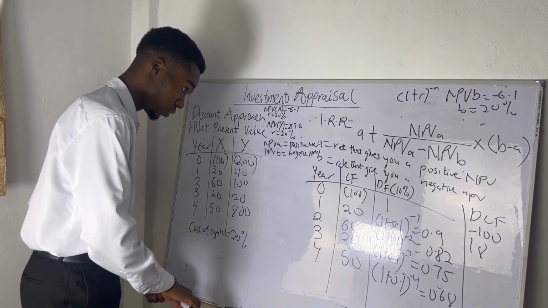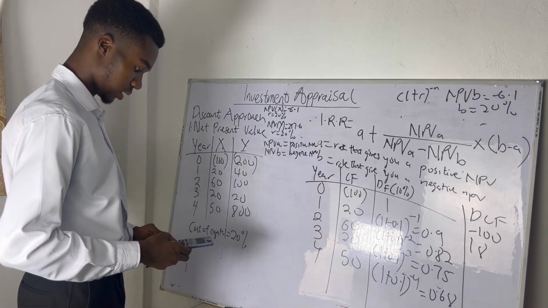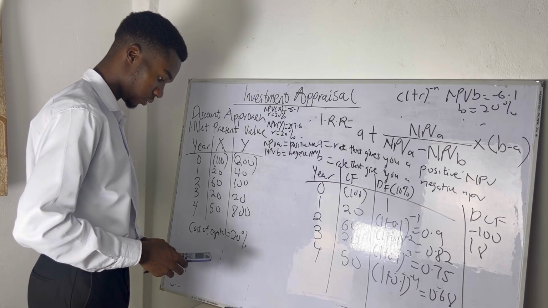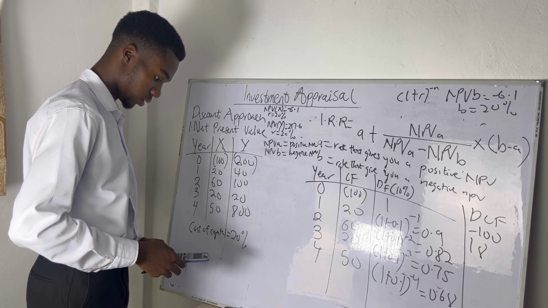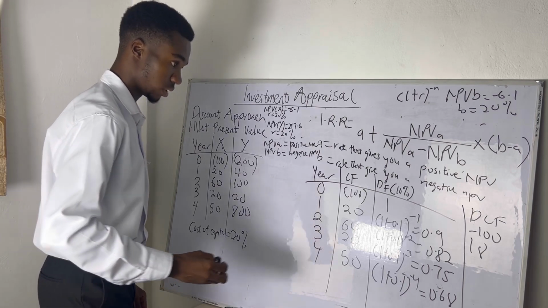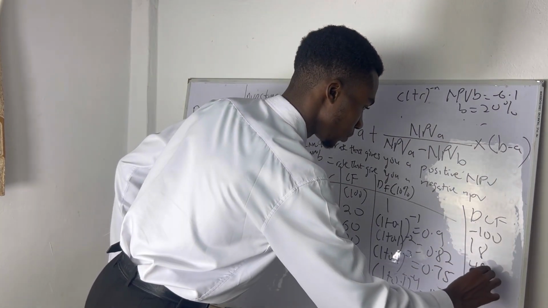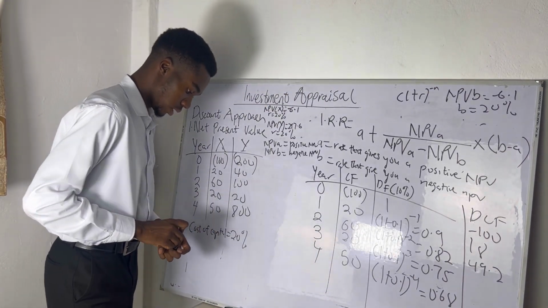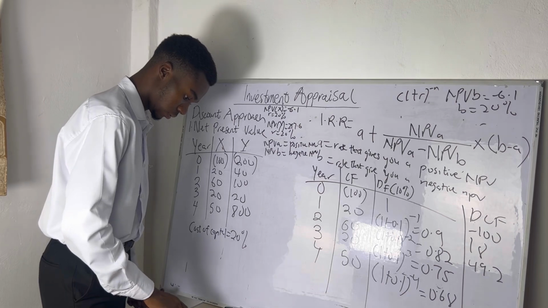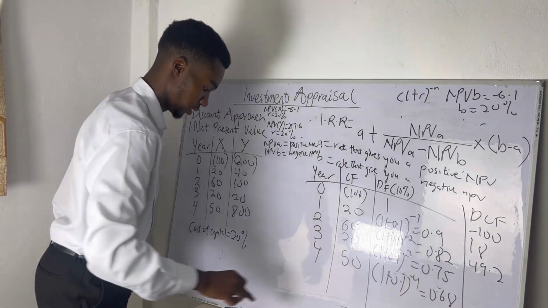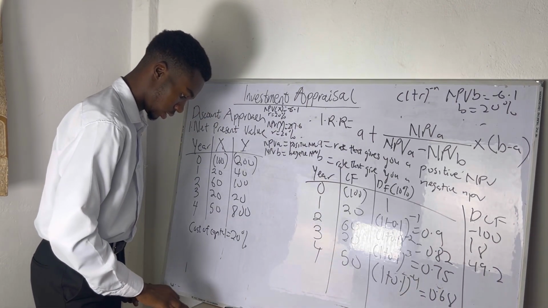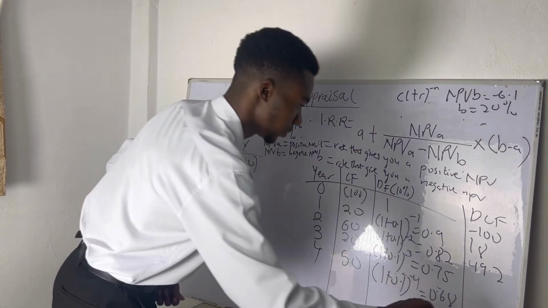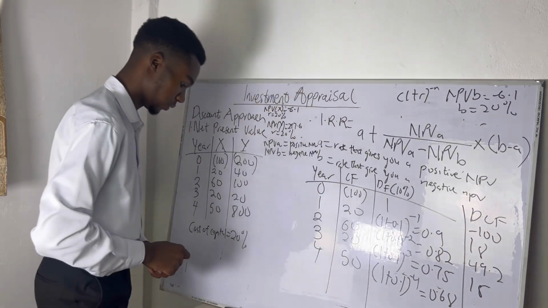Then year 2, we have 60 times 0.82. We have 49.2. So we're actually getting 60, but the present value is 49.2. And now we have 20 times 0.75, which is 15. So the present value is 15.